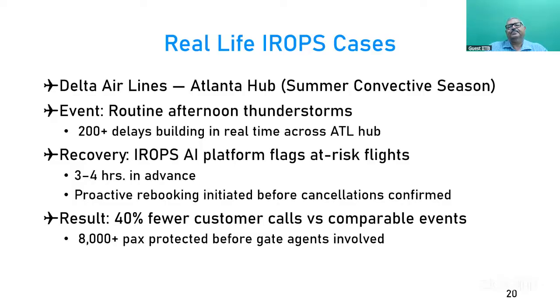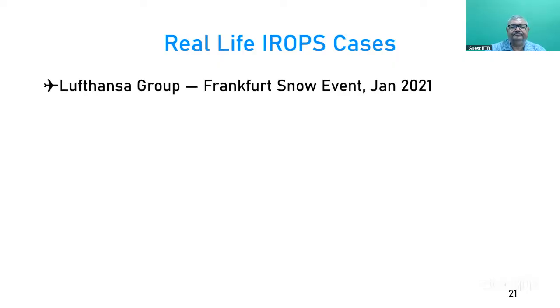As a result, there were 40% fewer customer calls versus other events in a comparable scenario. And more than 8,000 passengers were protected before the gate agents were involved. This is a success case where an AI-based IROP system gave advance 3 to 4 hours notice for the controllers to manage the situation. Let's look at one more case.